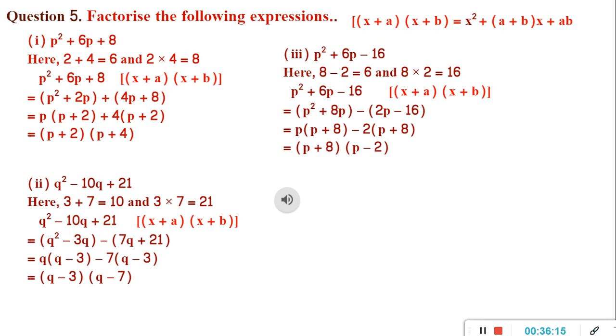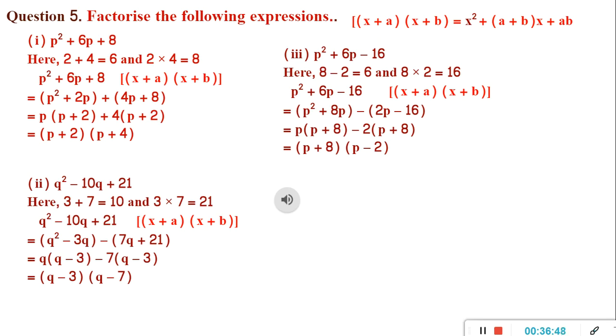So we can write it like this: 3 plus 7, that is minus 3 plus minus 7, equal to minus 10, and 3 into 7 is equal to 21. So we can write Q square minus 3Q minus 7Q plus 21. Now regroup. In the first group, Q can be taken common, then Q minus 3 is left out. From the second group, minus 7 we can take common, and the sign will change. Plus 21, minus 7 we already taken, then minus 3 is left out there. So Q minus 3 inside.